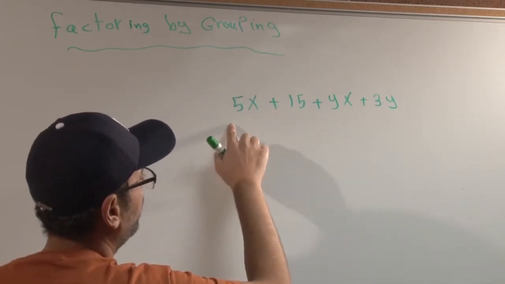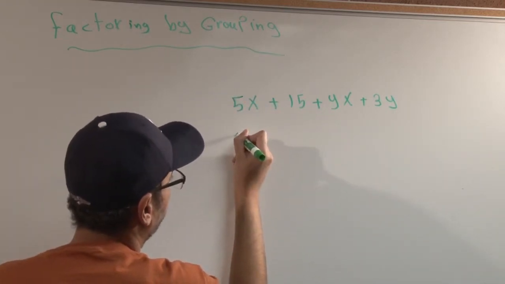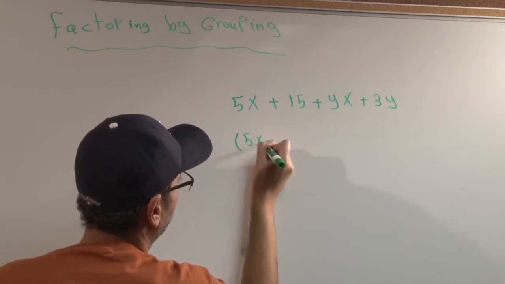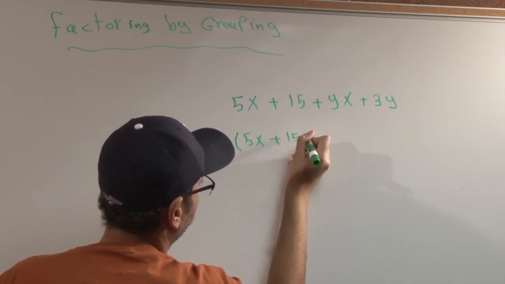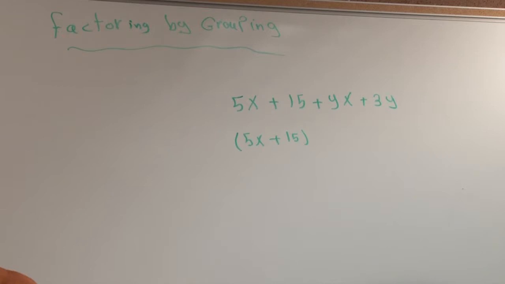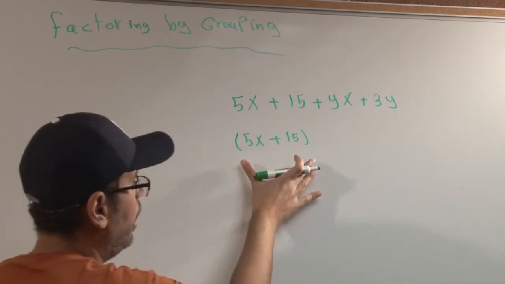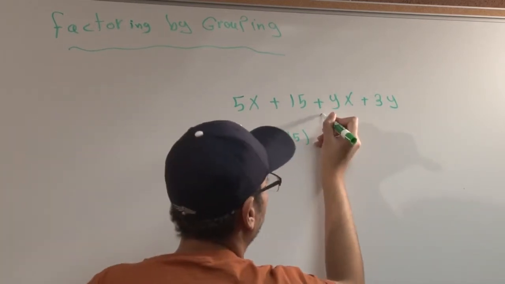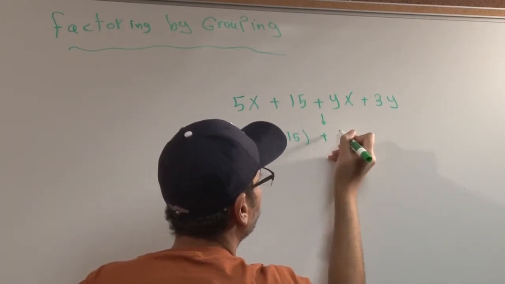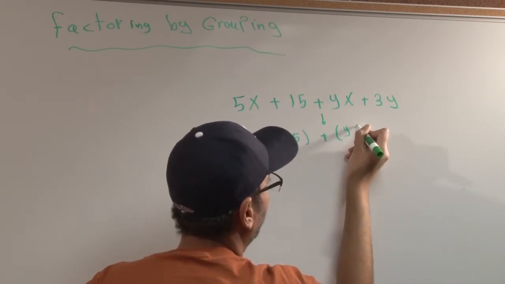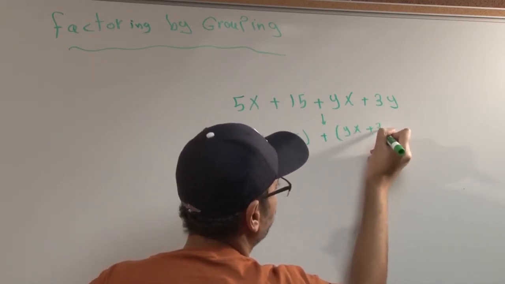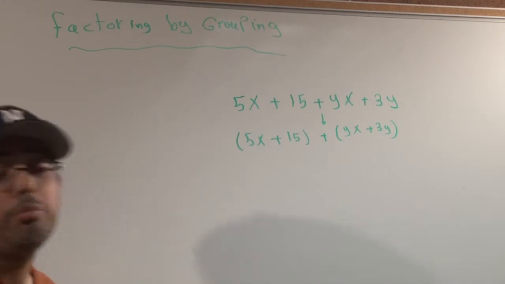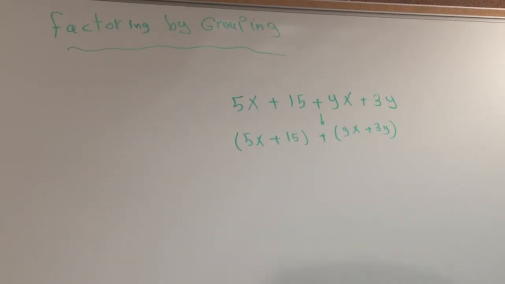Look at this. How about making them like this? 5x plus 15. This is the idea of grouping, to put them in a group. I put the first two terms in a group, plus, get the plus down, yx plus 3y.